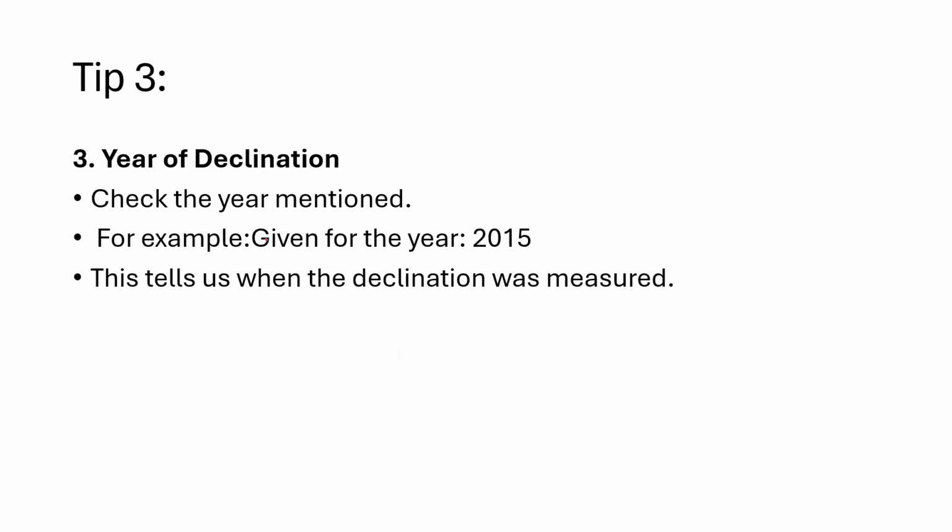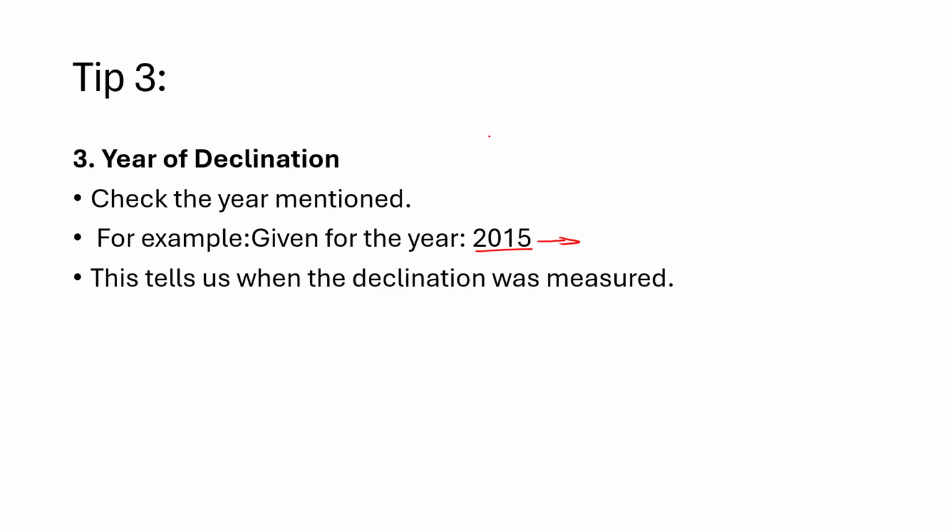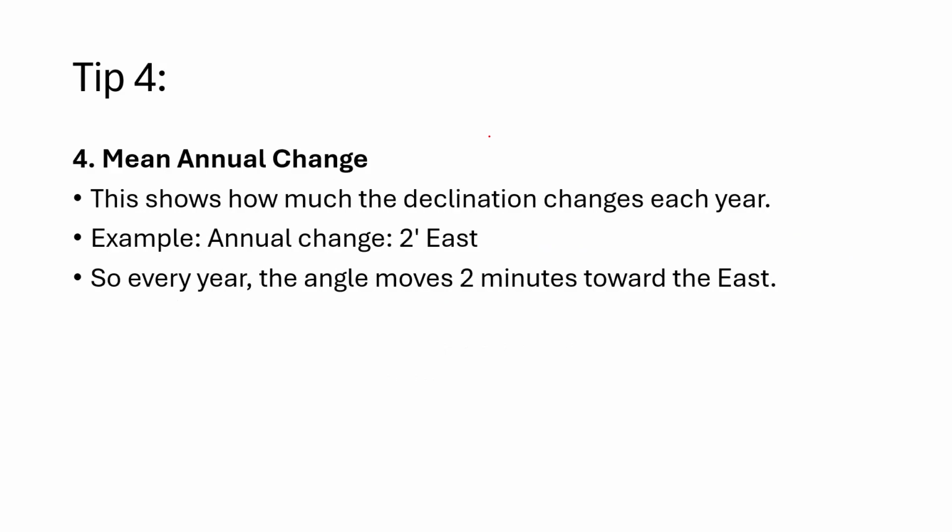Year of declination: check the year mentioned. For example, the magnetic declination might be given for the year 2015. This tells us that the declination was measured in this year. So you check the mean magnetic declination, then the direction of the declination, whether it's west or east, then the year of declination, and of course the mean annual change. This will show you how much the declination changes each year.